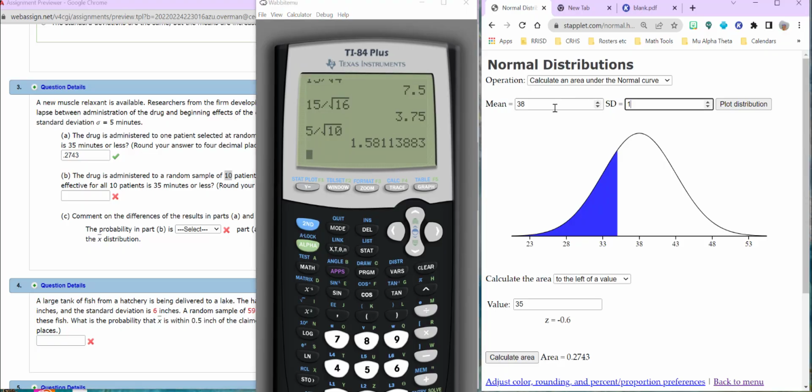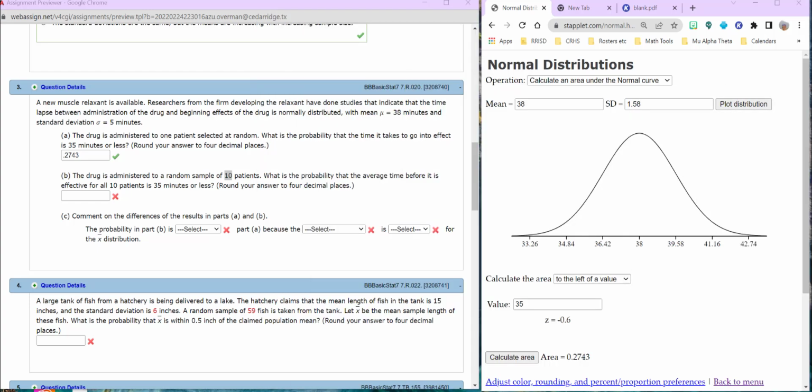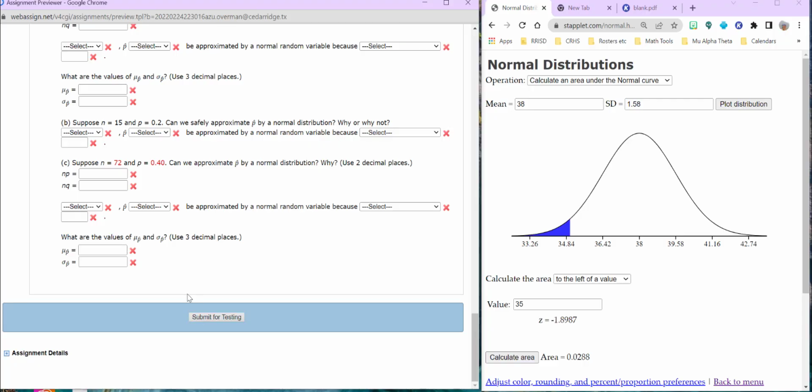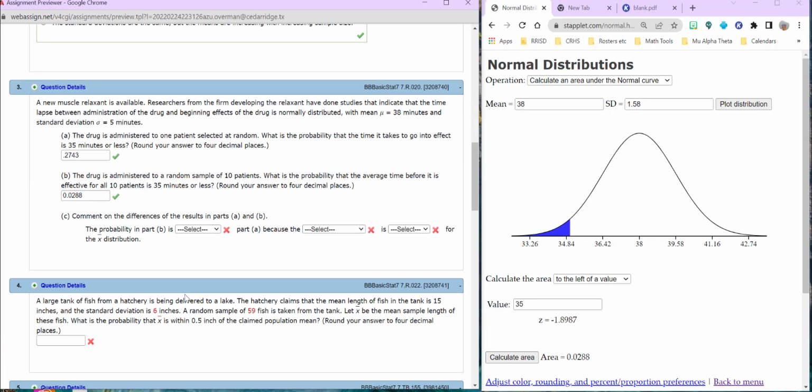Usually if you have 3 sig figs, that's pretty good. All right, I'm going to do 1.58. And that tightens up my distribution. And now you can see 35 minutes is down here. And if I calculate my new area, it's much smaller. It is 0.0288. All right, let's make sure that's right. Voila.